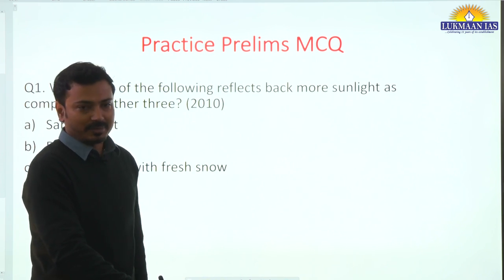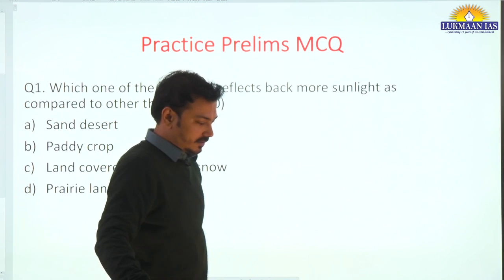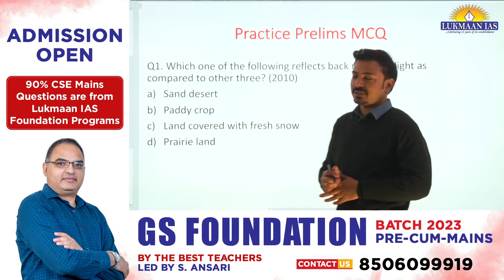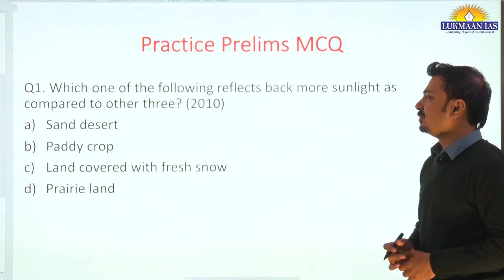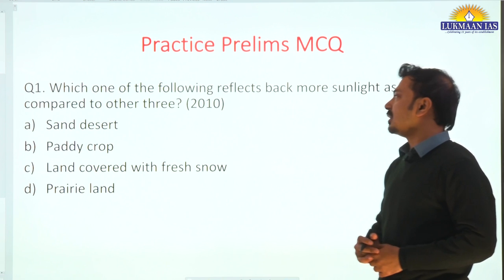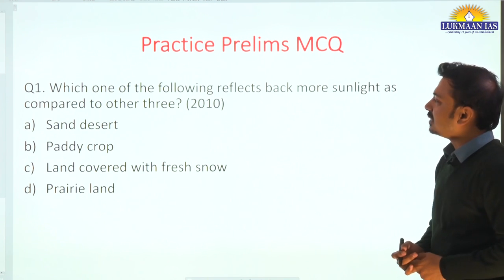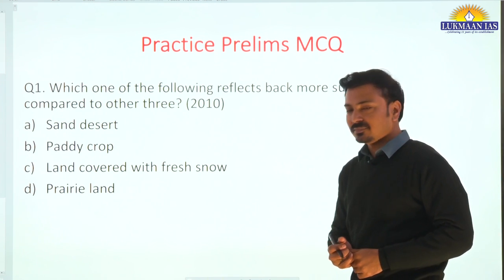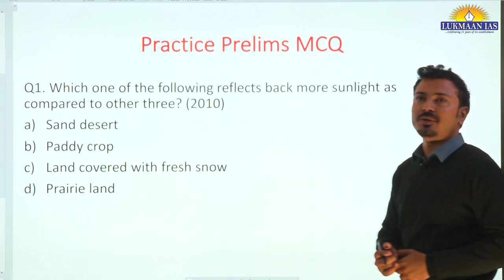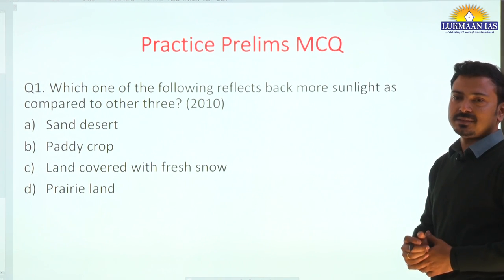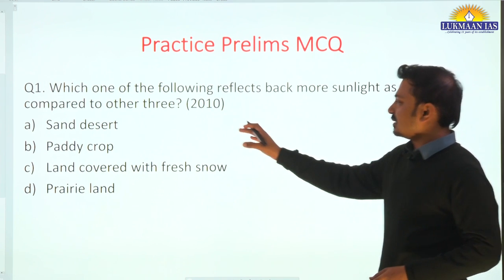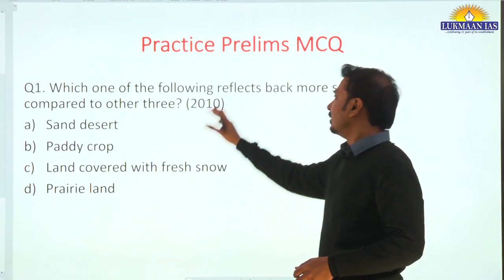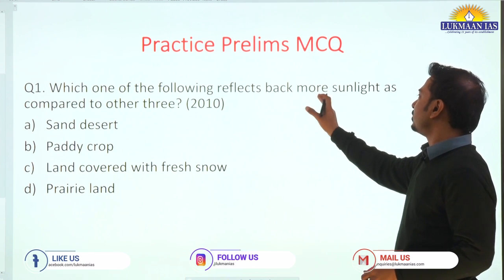This is climatology part. Okay, and first of all, let's see the nature of question that UPSC has asked till the date. And I have added some MCQs here, like this one. Which one of the following reflects back more sunlight as compared to other three? So it is talking about the albedo of different land surfaces, right? So there are different land surfaces mentioned, and which one of the following reflects back more sunlight?